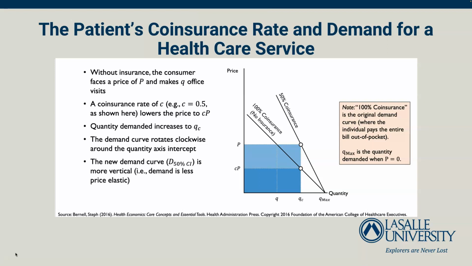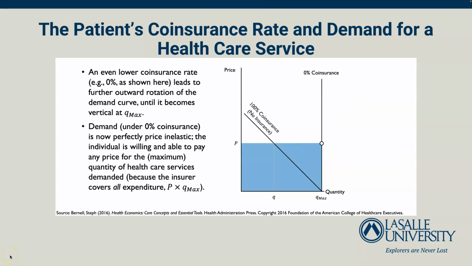Note that Q max is the quantity demanded when the price of healthcare falls to zero, or when we have a 0% coinsurance rate. And when we have a 0% coinsurance rate, that leads to further outward rotation of the effective demand curve until it becomes vertical at Q max. So facing a 0% coinsurance rate, demand is now perfectly price inelastic. The insured individual will be willing and able to pay any price for the maximum quantity of healthcare services demanded, because the insurer will be covering all expenditure, P times Q max, and the price paid by the patient is zero.